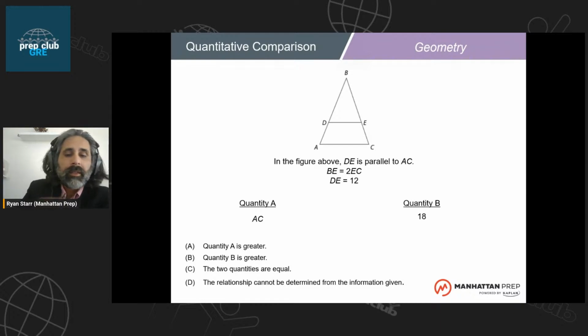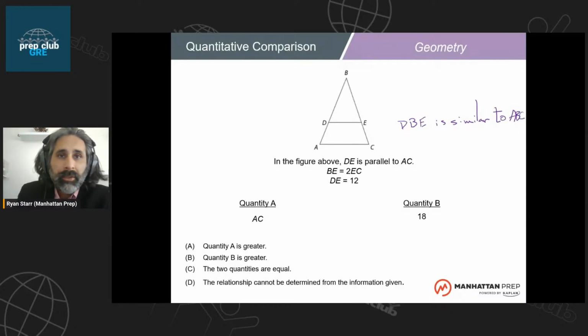It means that triangle DBE is similar to triangle ABC. And that means that the two triangles are going to be proportional to one another. They're going to have sides proportional to one another. They're going to have areas in some way proportional to one another, right?